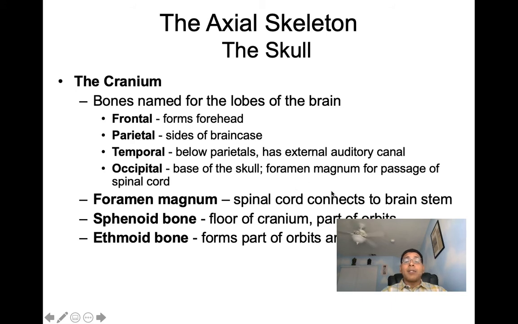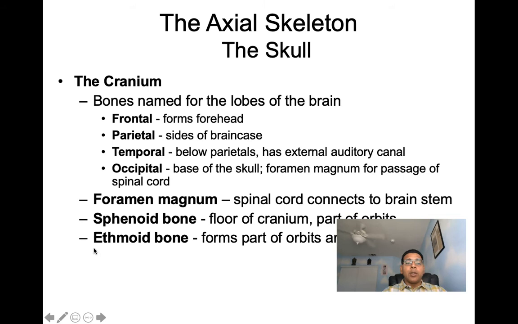And it will have the foramen magnum, which is going to be an opening for the passage of the spinal cord. Now let's go through and talk about the foramen magnum we've got there. It's going to be an opening in the base of the skull, basically of this occipital bone, and it's going to allow the spinal cord to connect to the brain stem.